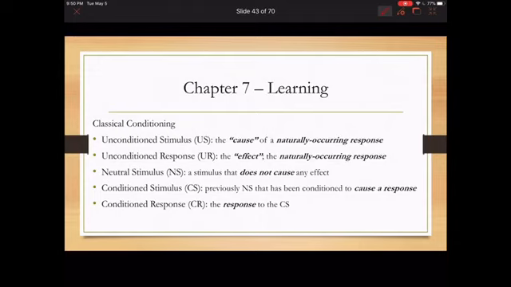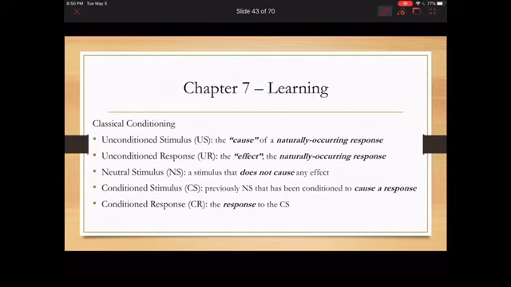Okay, moving on to classical conditioning. So remember that the unconditioned stimulus is the cause of some naturally occurring response, and that naturally occurring response is your unconditioned response. So unconditioned stimulus, hot weather. Unconditioned response, sweating. Every time I'm in hot weather, I'll sweat. That's just a naturally occurring response to being hot, right? Unconditioned stimulus, embarrassment. Unconditioned response, blushing. You don't have to tell me to blush. The embarrassing situation will make me blush unconditionally, right?